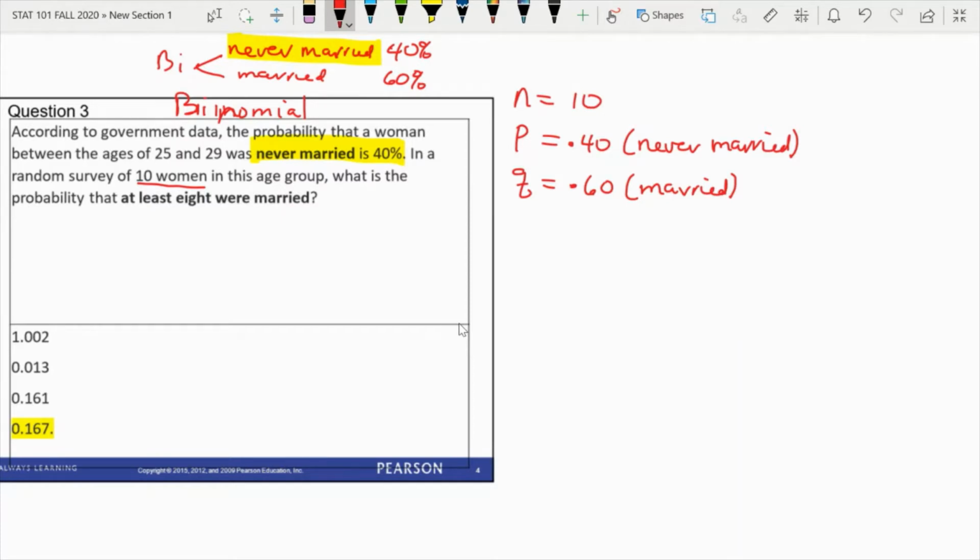Now the question says X is at least 8 married. In a binomial question, always write out the values that X pairs to. At least 8 married means either 8, 9, or 10 married. So there are 2 ways to do this problem. You could do what we call PDF: do the PDF for 8, for 9, for 10, and then add them up. Another way is to use what we call the complement.